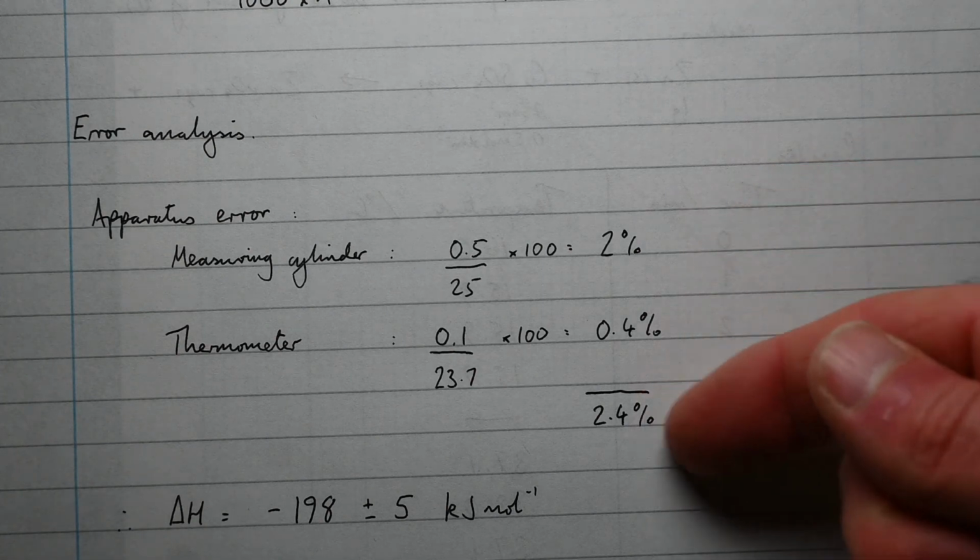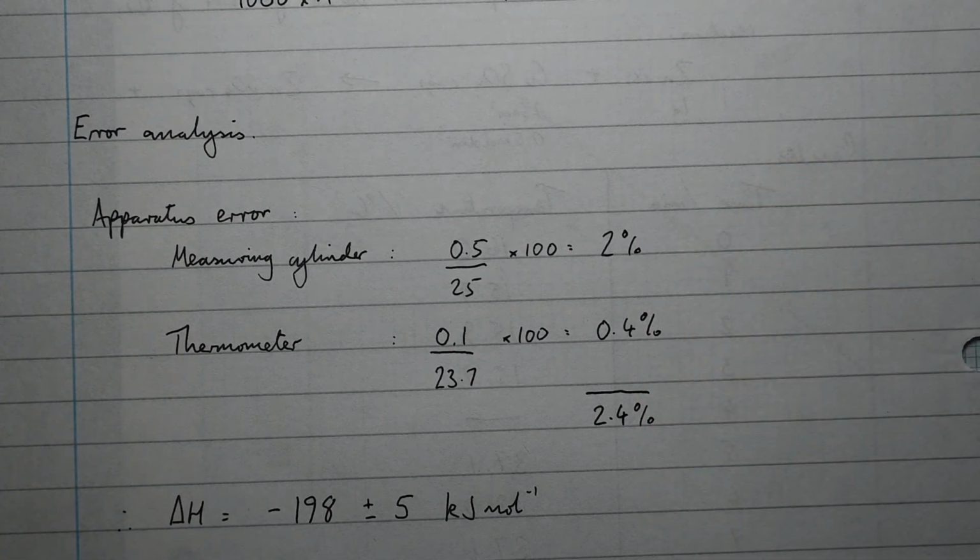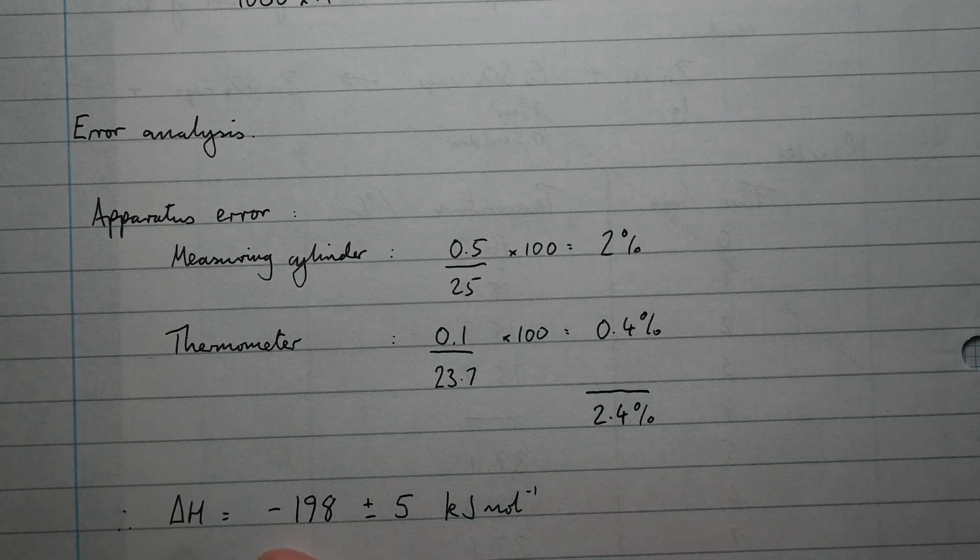Add those two together gives us an overall uncertainty for the apparatus of plus or minus 2.4%. 2.4% of 198 kilojoules rounds up to 5 kilojoules, so therefore our final answer is the enthalpy change is minus 198 plus or minus 5 kilojoules per mole, and that's our answer.